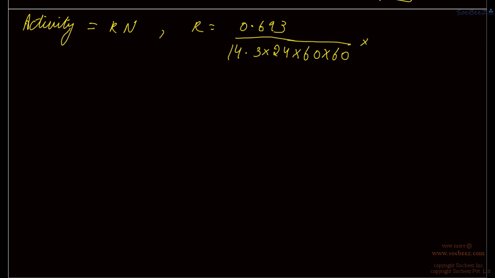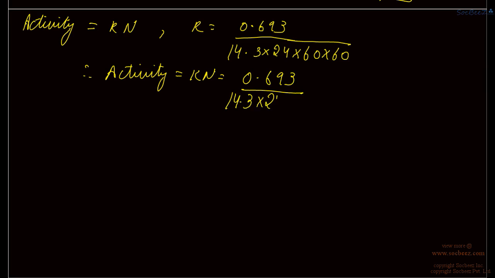So K equals this. Therefore, activity equals Kn equals 0.693 upon 14.3 into 24 into 60 into 60 into 6.02 into 10 raised to the power 23 divided by 10 raised to the power 6 into 31. So this is the activity of the sample.